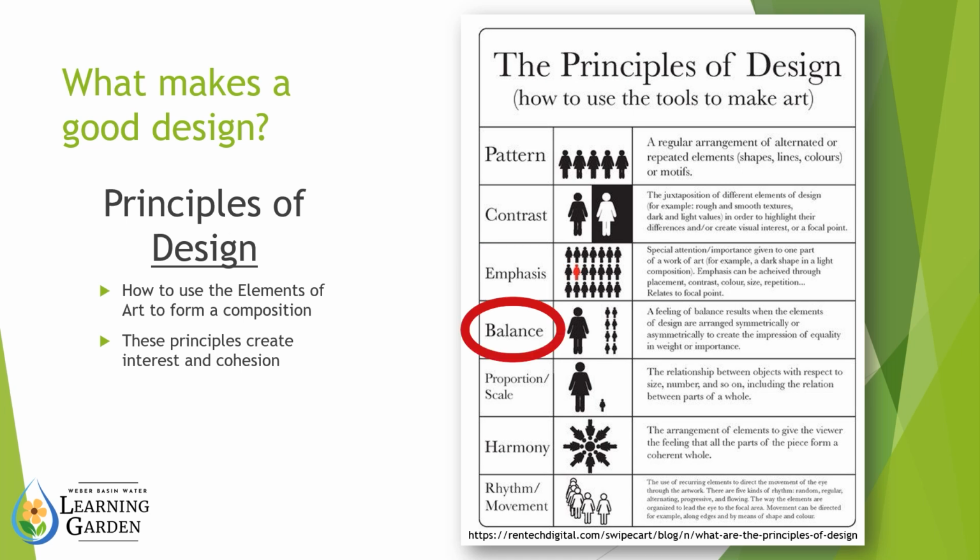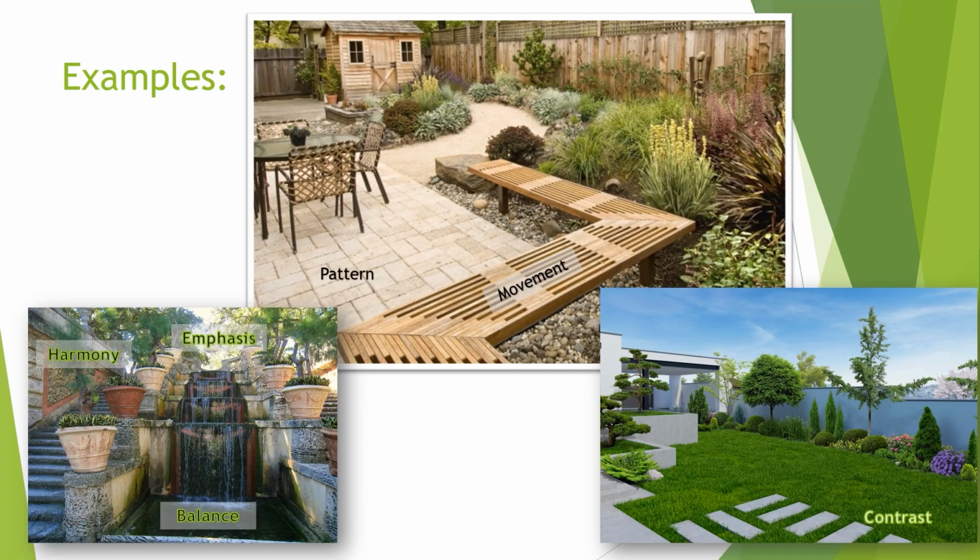Balancing is great, using a proportion or a scale and making things look larger or making things look smaller. Harmony, rhythm, and movement. Lines work really well with movement. They really guide your eye to different elements in your design. So here are some examples of how these elements of design are used in a landscape.